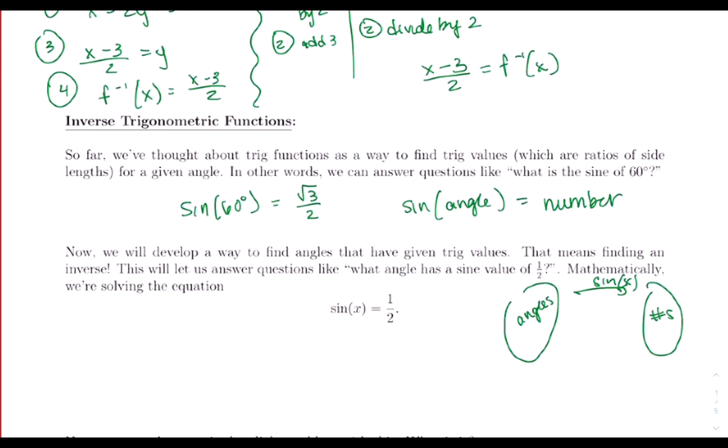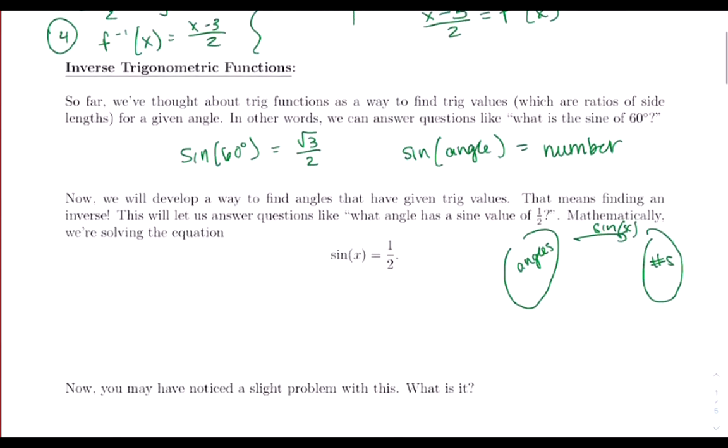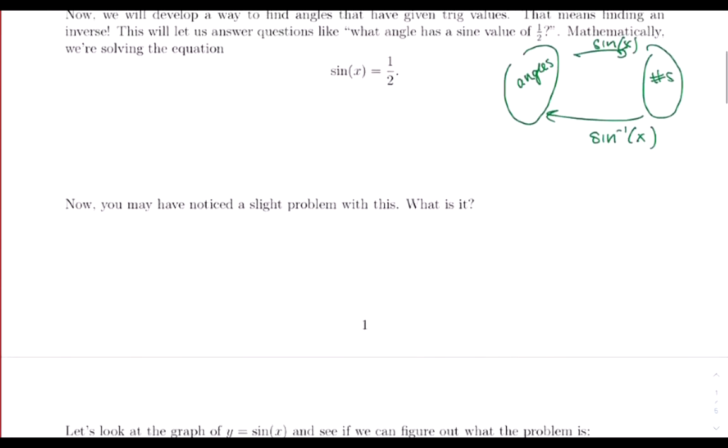So what we're going to do now is to sort of do that backwards. So we're going to find angles that give certain trig values. So where is sine of x equal to a half? So we're solving this equation, sine x equals a half. And what that's going to do is basically we're taking that 1/2 and we'd like to get the angle that got us there. So that's going to be sine inverse of x.